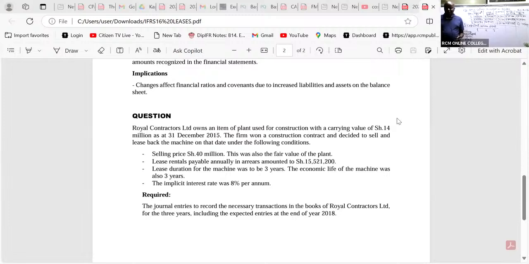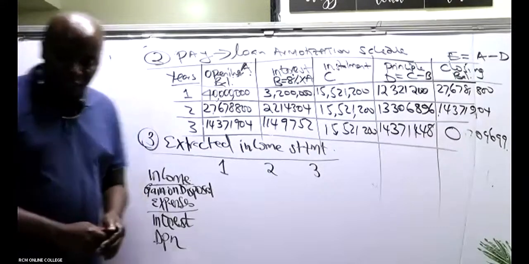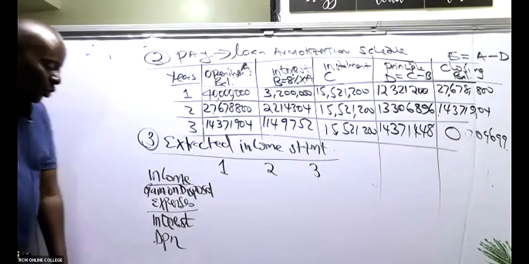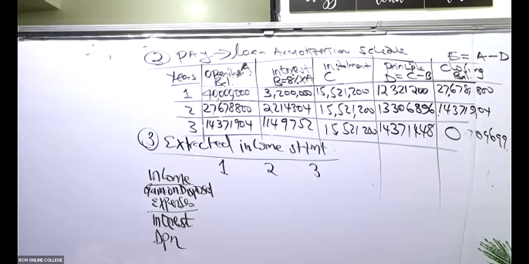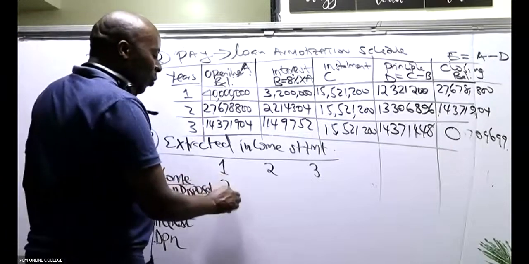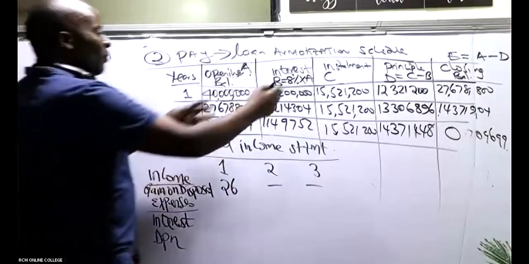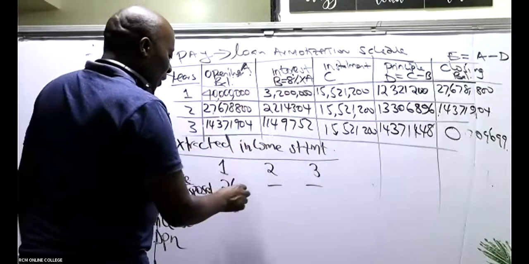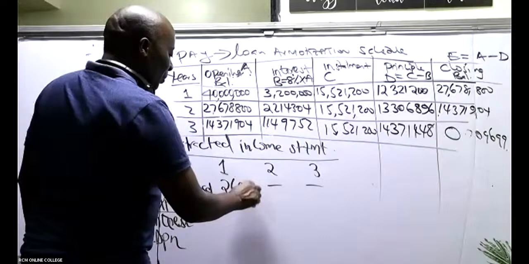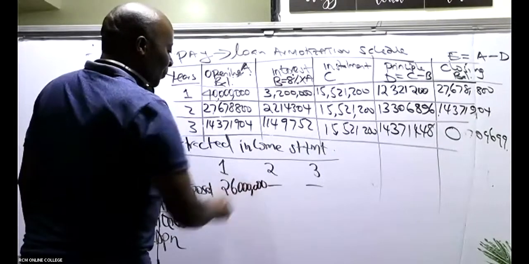So 40 minus 14, that will give us how much? Somebody please give me that figure. That will give me a disposal income of how much? 26. Remember, that will be booked in year one. Nowhere else. The first year, so this then has to be 26 million. Has to be consistent.